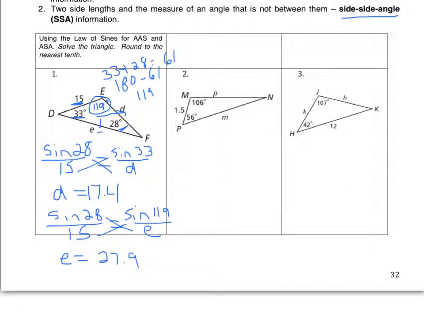Number 2, I know the angles of a triangle add up to 180, so 106 plus 56 is 162, and if I subtract that from 180, I get 18. So this angle over here is 18.